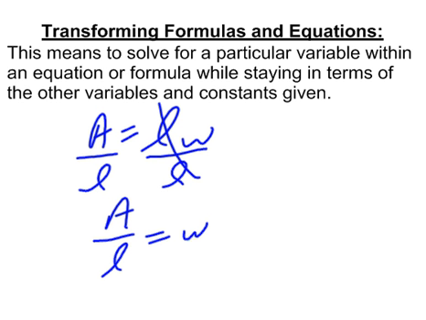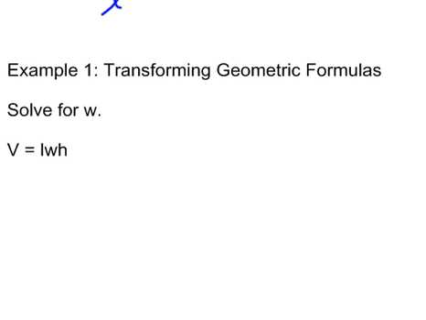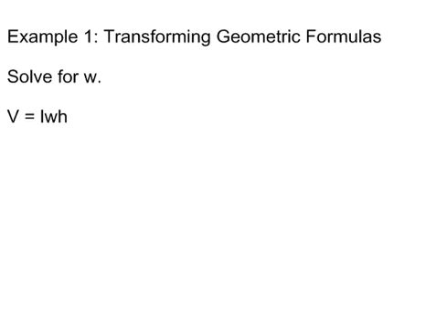Okay, now, so a couple of real examples, actually three. We're going to start with example one, that we're going to be transforming the geometric formula of volume, and we're going to be solving for W, just like we kind of just did. Okay, so in this equation, we've got volume equals length times width times height. Okay, so this is just simple multiplication. Okay, so in order to solve for width, we need to get rid of this length and height.